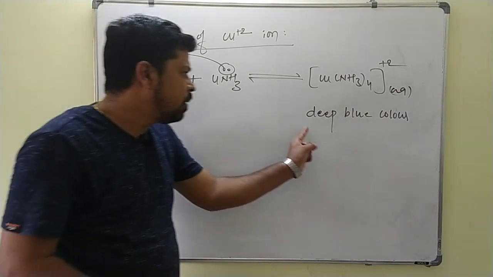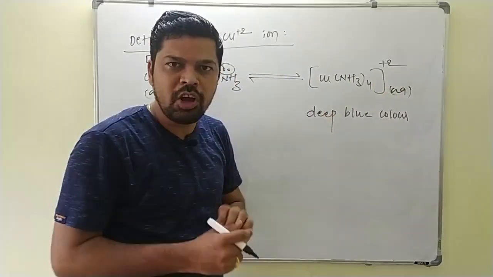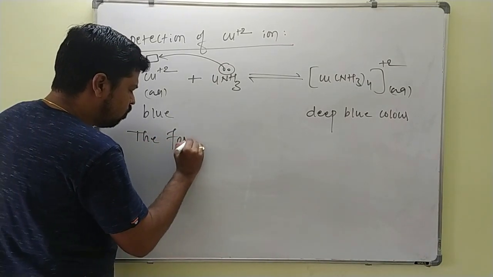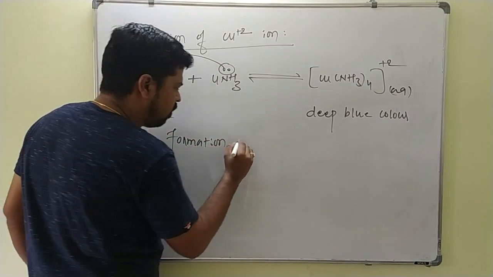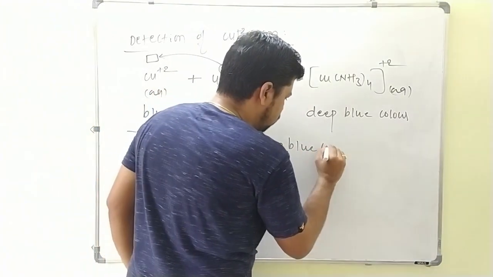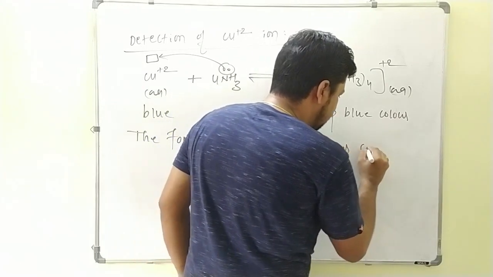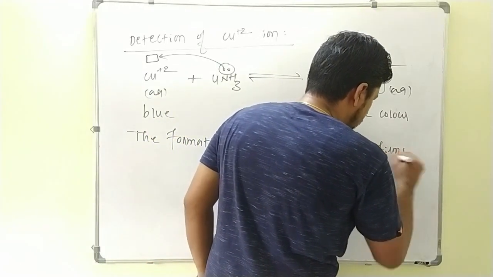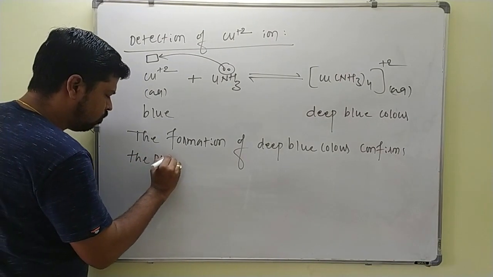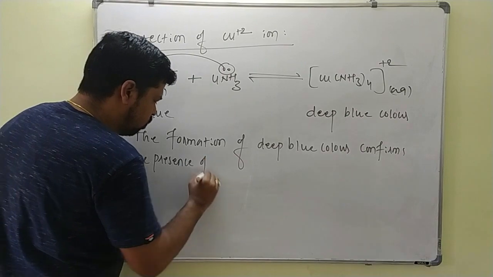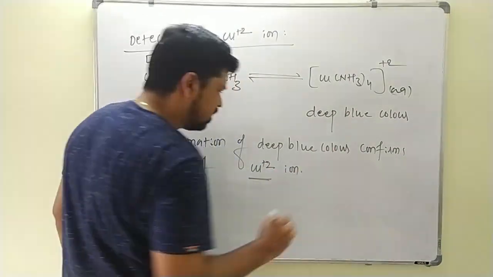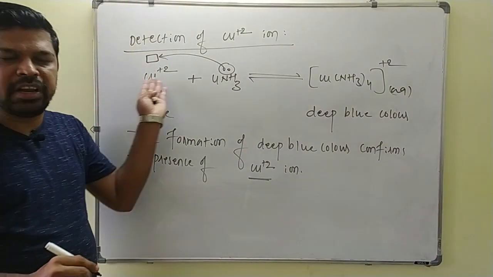So the formation of the deep blue color confirms the presence of copper plus 2 ion. Simply, in the aqueous medium, copper plus 2 ion has a blue color.